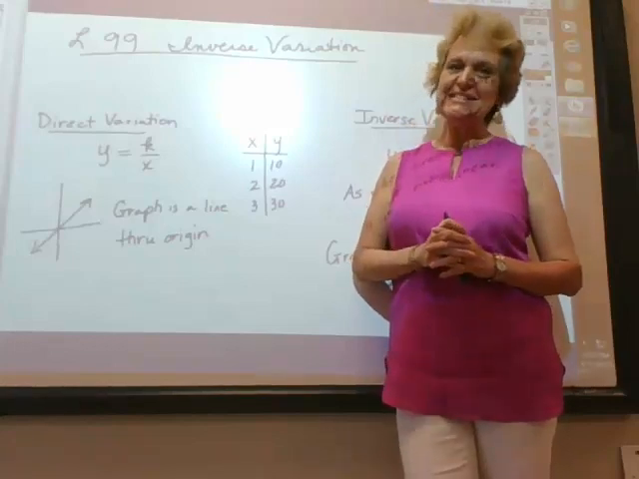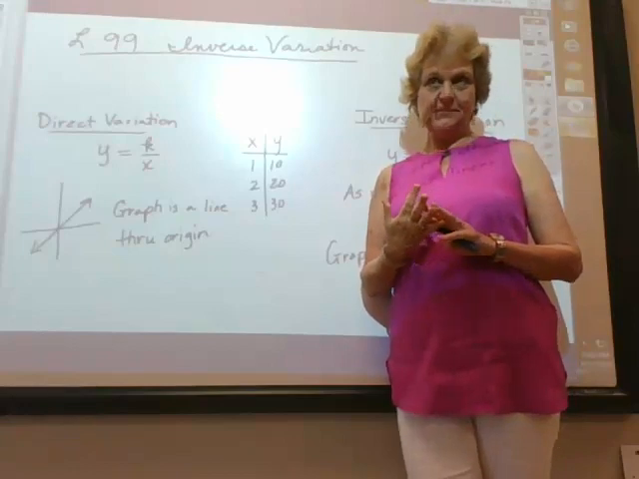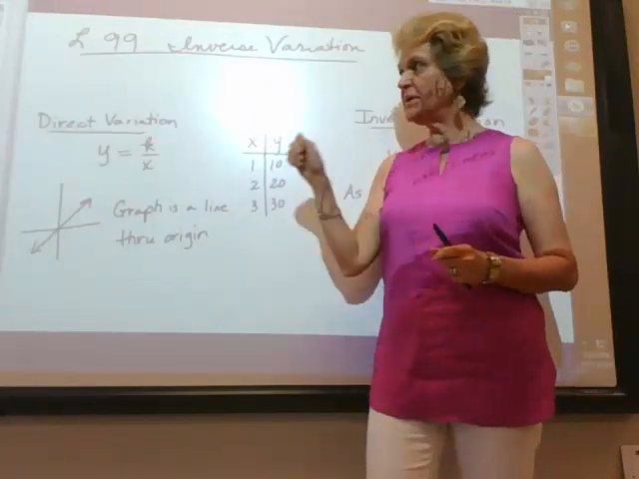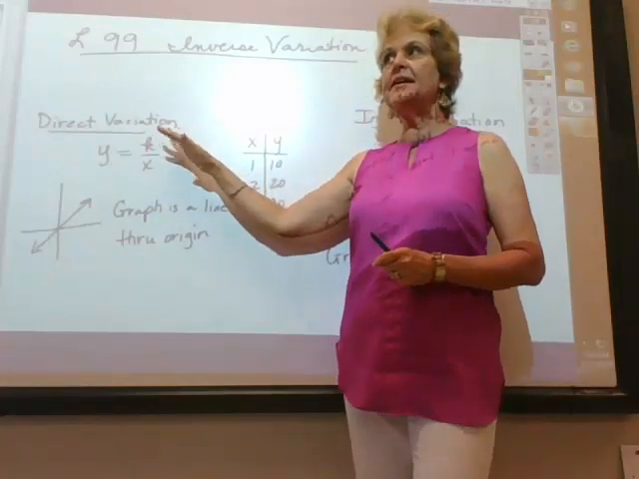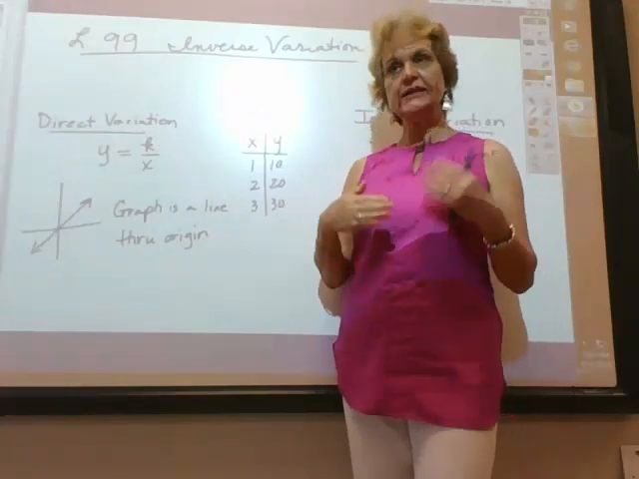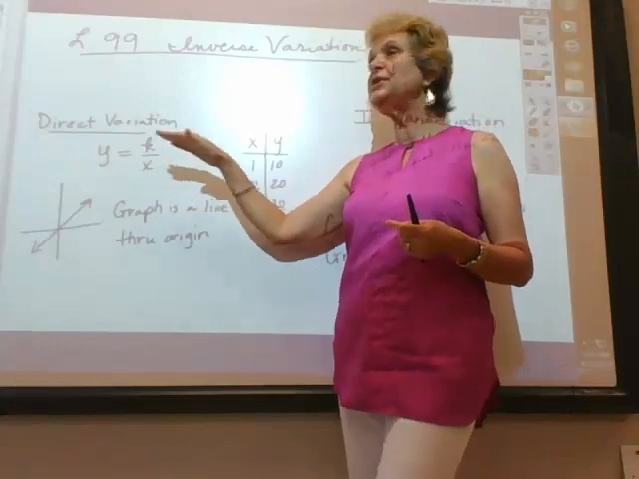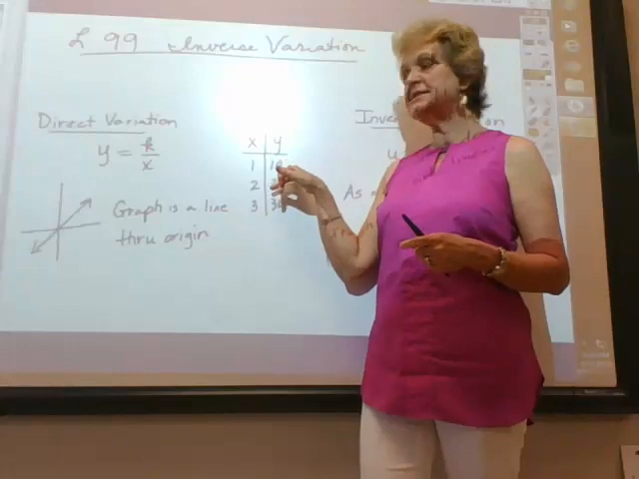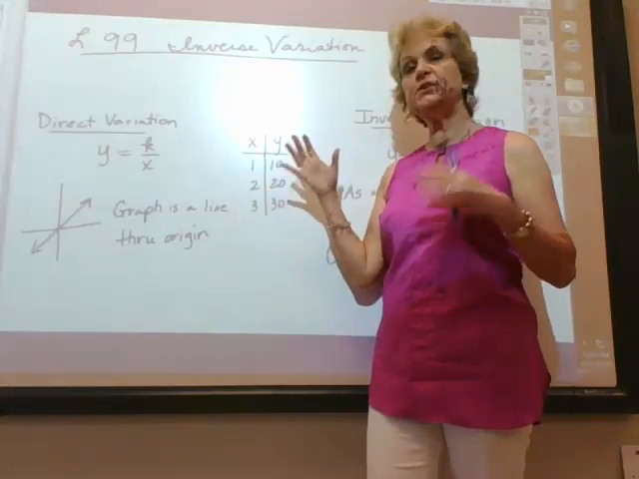All right, so today, lesson 99, inverse variation. We've talked in the past about direct variation. We said that y equals kx. We have a constant. And I told you, maybe if you're babysitting and you get $10 an hour, that's your constant. So the money you make, if you work 1 hour, you'd get $10. If you work 2 hours, you get $20, 3 hours, 30, and so on.